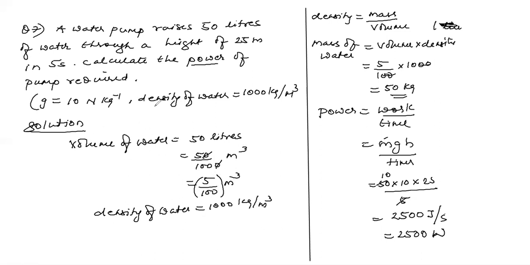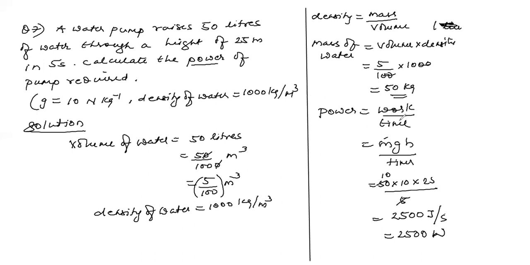Density of water is given. But you know, power is work upon time, work like mgh upon time. I want the mass of water. So see how we get it. Density equals mass upon volume. So mass of water equals density into volume. Volume is 5 upon 100, density is 1000. So when I cancel it, 50 kgs. So mass of water is 50 kgs.